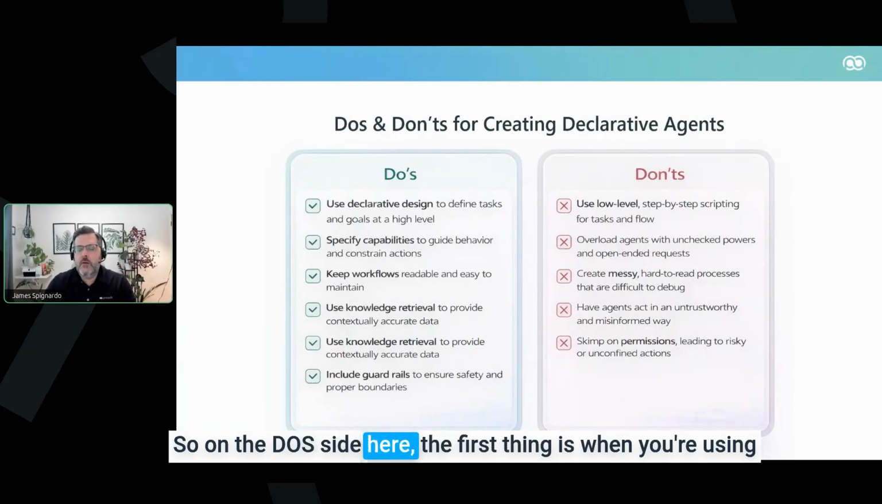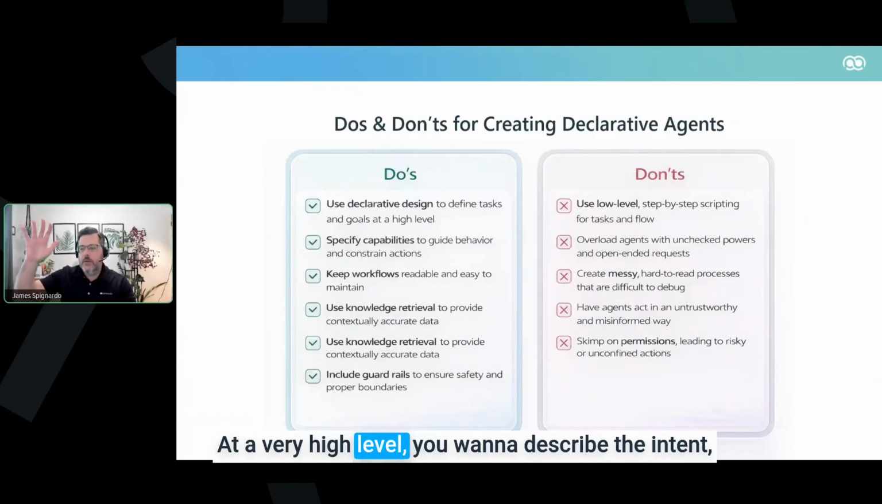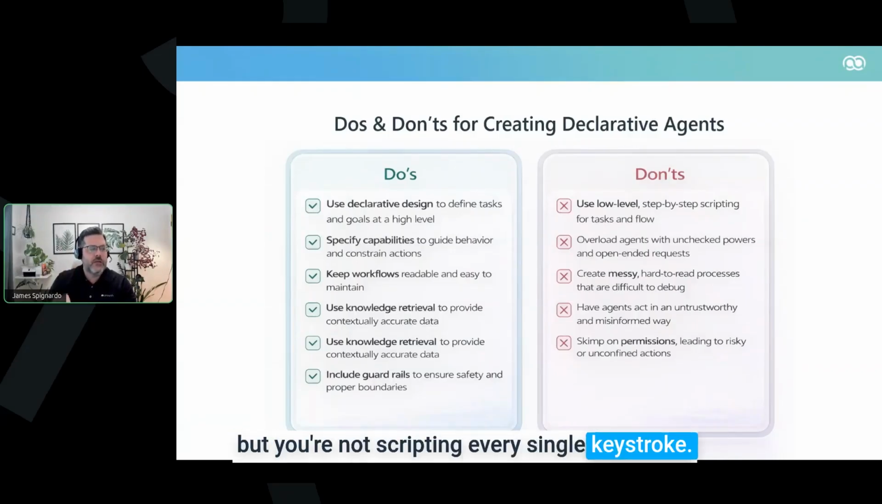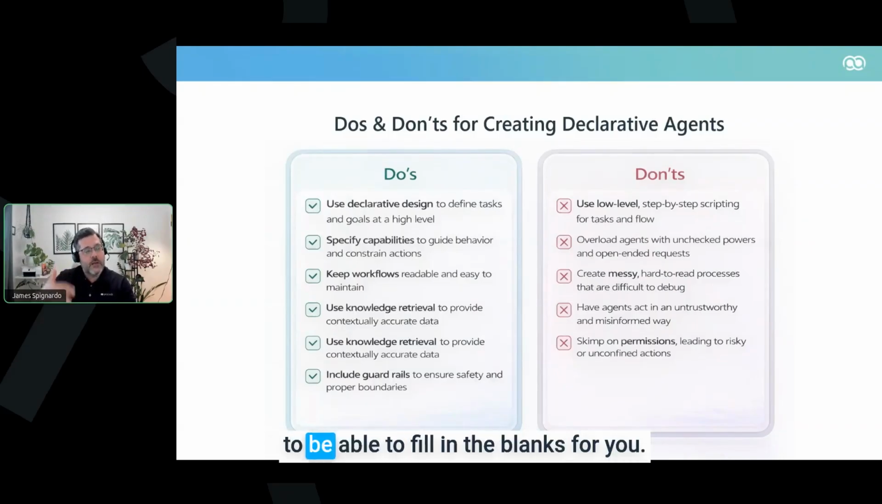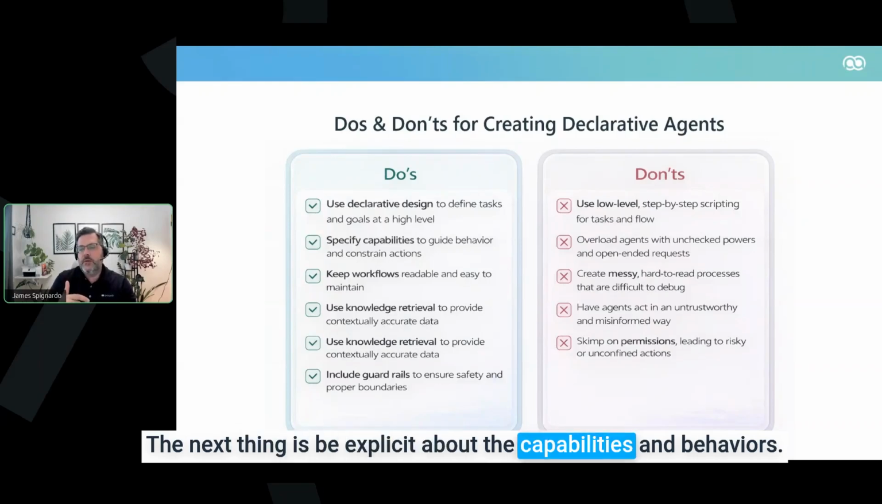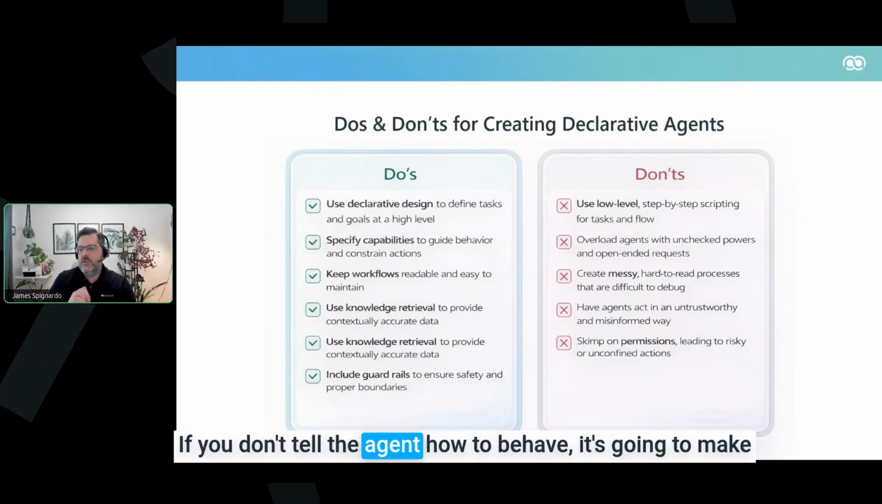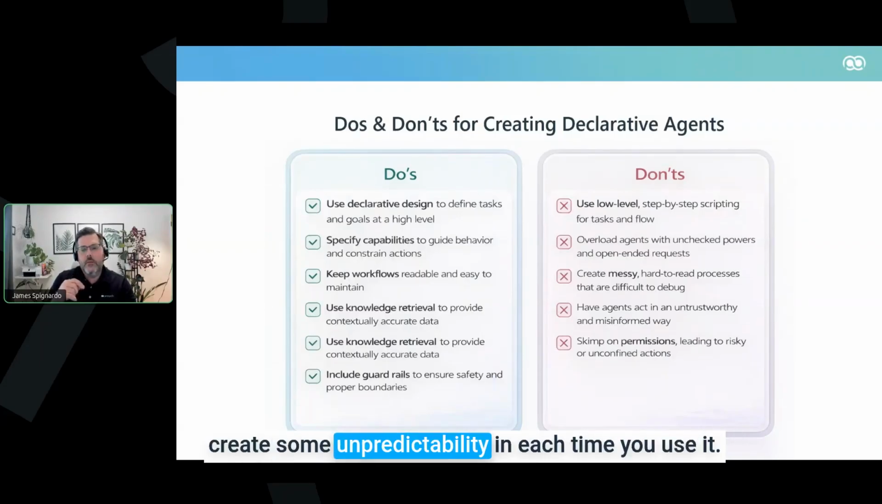On the do's side here, the first thing is when you're using a declarative design, define the tasks and goals at a very high level. You want to describe the intent, but you're not scripting every single keystroke. This is not coding, because the AI is going to be able to fill in the blanks for you. The next thing is be explicit about the capabilities and behaviors. If you don't tell the agent how to behave, it's going to make it up. And guessing is going to erode trust, and it's going to create some unpredictability each time you use it.